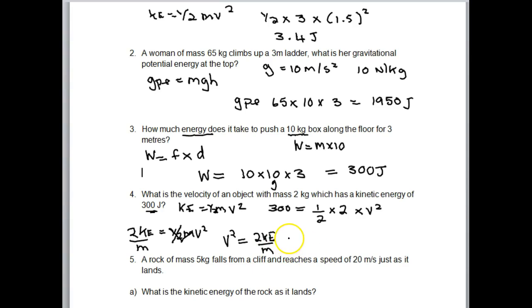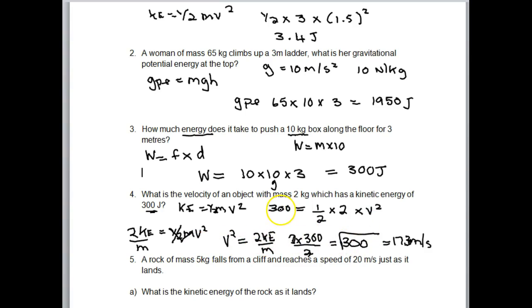If you put the numbers in then, that's 2 times 300, which is 600, divided by the mass, which is 2, and 600 divided by 2 is 300. Notice these two will cancel out, so that is just 300, but obviously that is v squared, and so to find the velocity we need to take the square root of that, and that gives us 17.3 meters per second. So that's going down the purely algebraic route here.